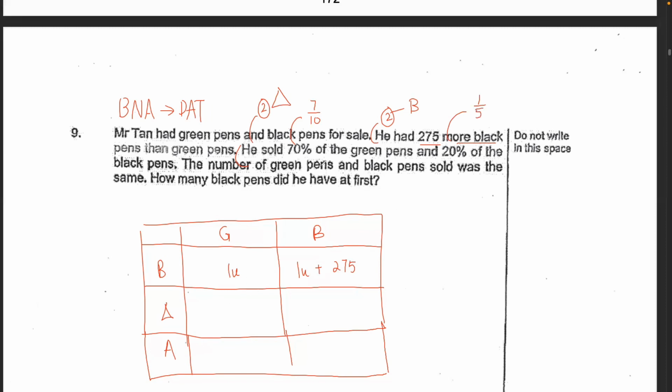Now, let's do the green pens first. 70% off means you times. So 7 over 10 times the green pen. What was the green pen? In sentence number 2, we learned that green pen is 1 unit. Agree? So we do 7 over 10 times 1 unit. That gives me 7 over 10 unit. That means to say my after has to be 3 over 10 unit.